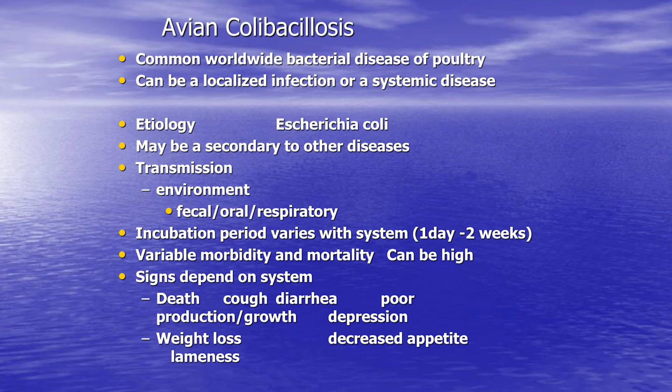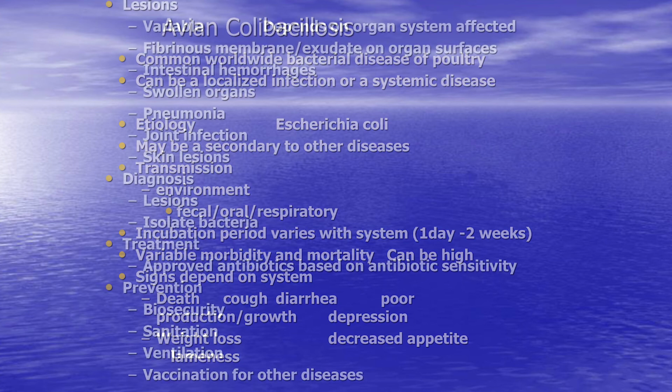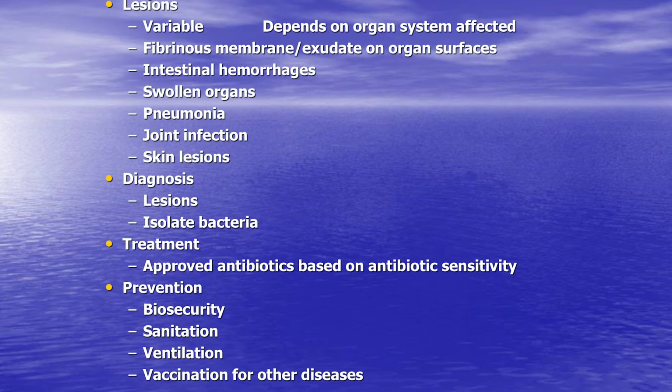Signs depend on the system affected. Some birds, no signs whatsoever. They just die. There can be coughing, that would be a respiratory infection. Diarrhea would be more in the GI tract. Poor production, poor growth, depression, decreased appetite, weight loss, lameness. If it gets into the joints, we can have a joint infection. The birds will have varying degrees of lameness. Again, lesions are variable, depending upon the organ system affected.